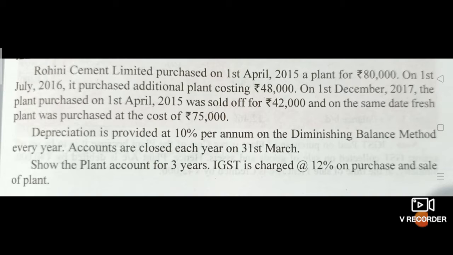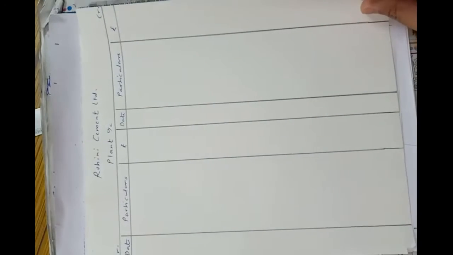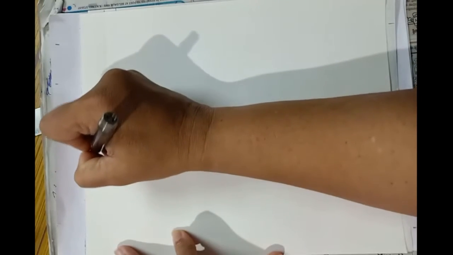So let's start now. We'll prepare plant account from 1st April 2015 to 31st March 2018, 3 years. First year will be 15-16, second year 16-17 and third year will be 17-18. So here we will prepare plant account of Rohini Cement Limited and I will prepare the working note here.